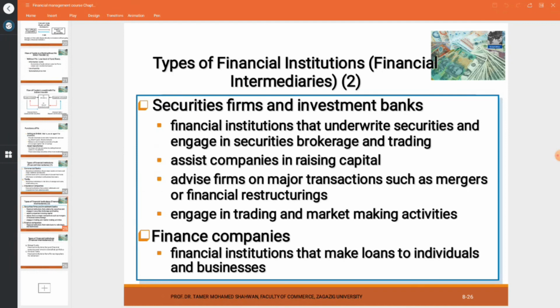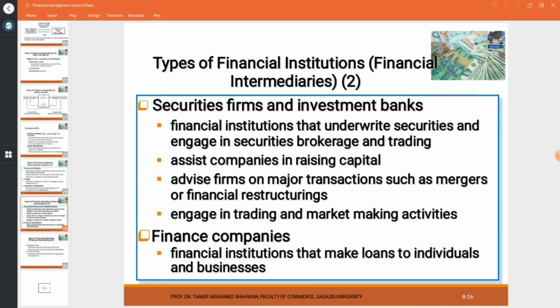Also, we have another type of financial institution: securities and investment banks. You must be aware that investment banks play a very important role in helping a corporation underwrite their securities, and they engage in securities brokerage and trading, also assisting companies in raising capital, providing advice for firms to conduct major transactions such as mergers and acquisitions. And finally, investment banks are engaged in trading and market making activities.